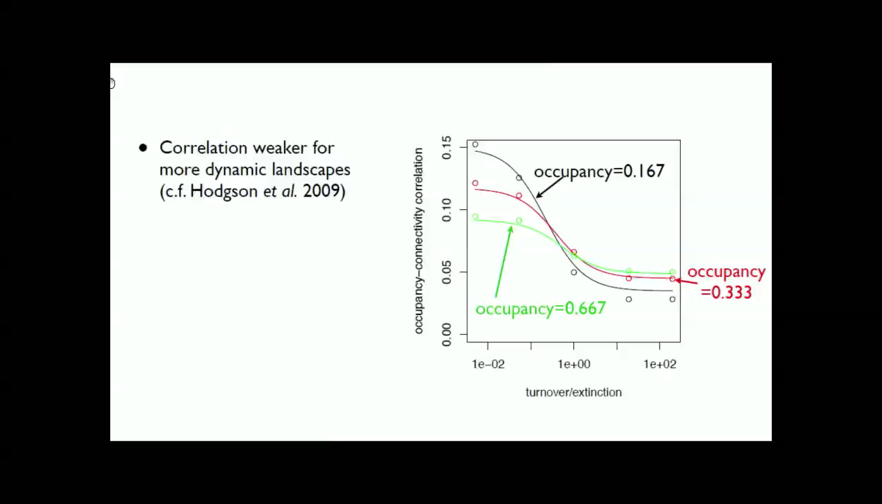And so what this essentially means is that as the metapopulation has a more dynamic landscape, it just means that there's more noise in the process which colonizes and causes extinctions.